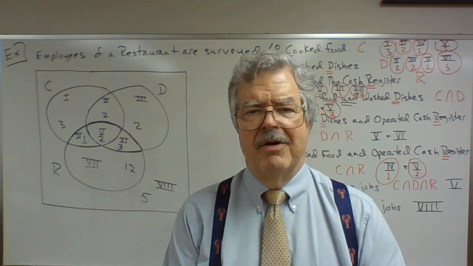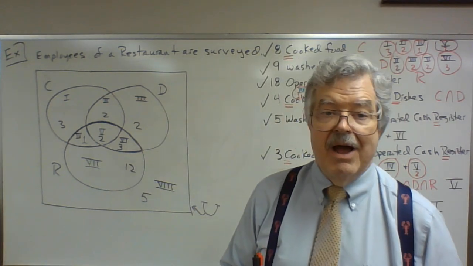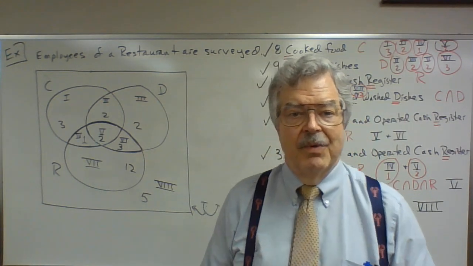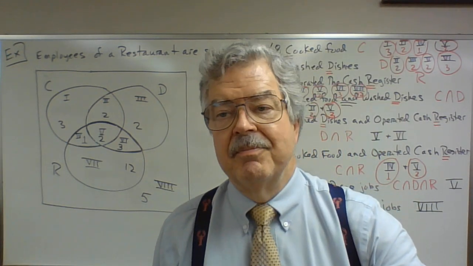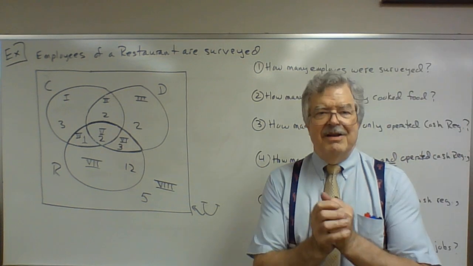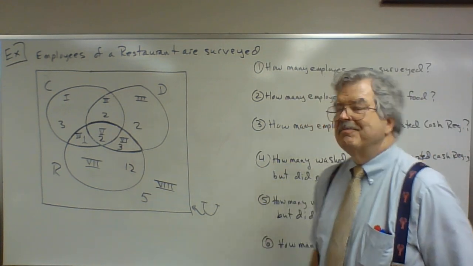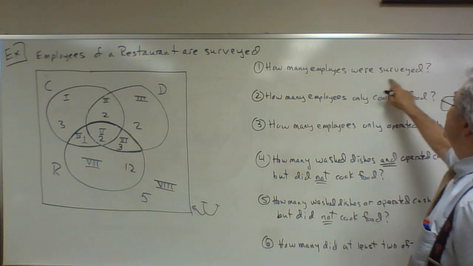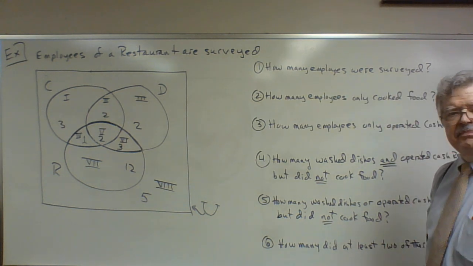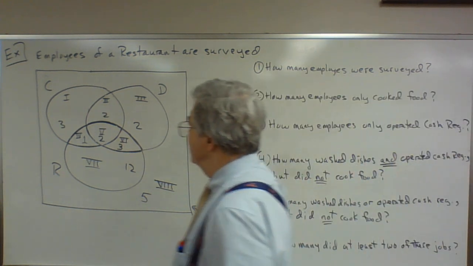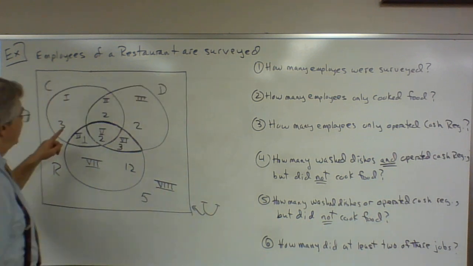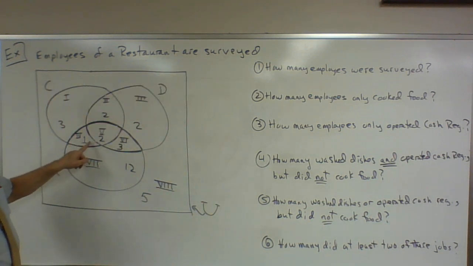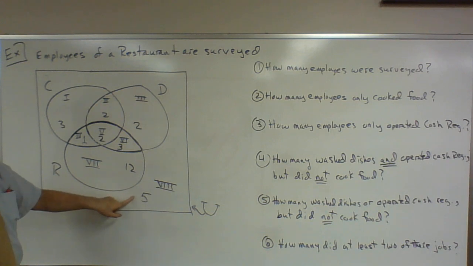We've organized our information. Now let's look at the questions that we're asked to answer. Now we get to the questions. How many employees were surveyed? Well, let's see. Aren't all of these different regions disjoint?